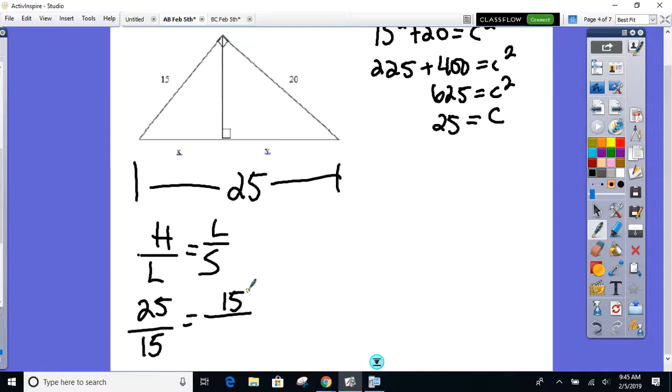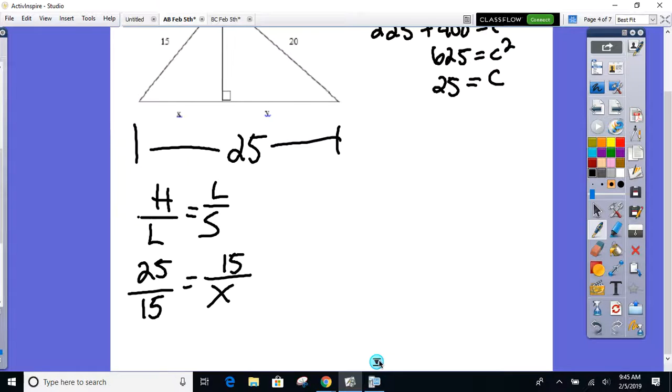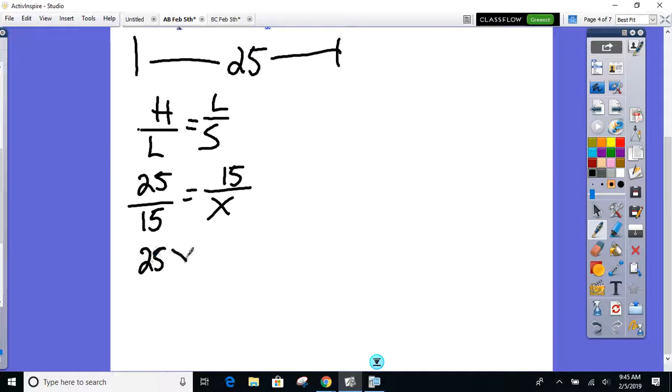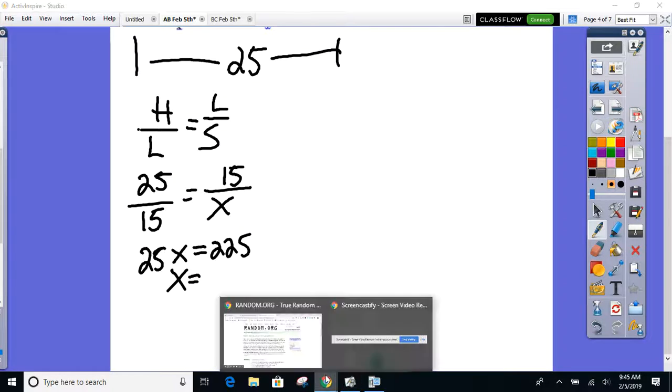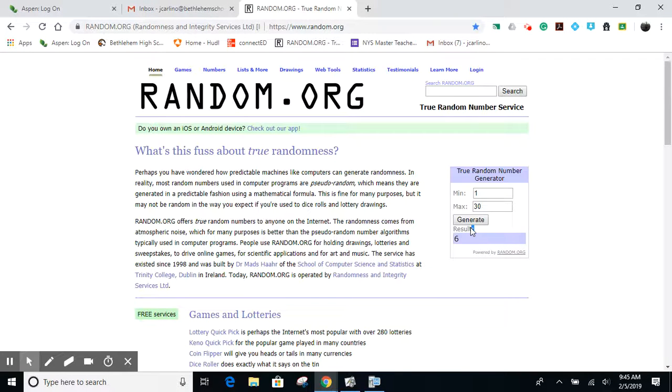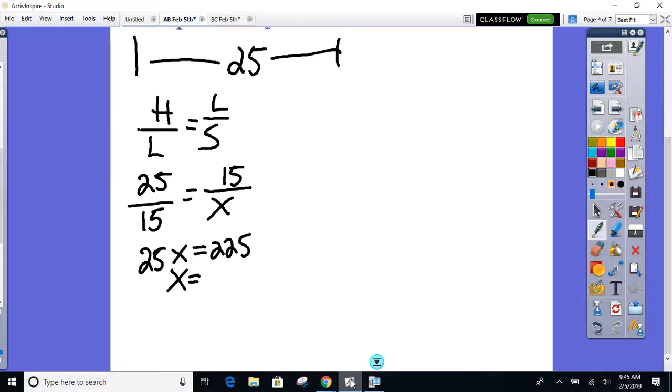Now, if you chose 15, you have to choose what variable now for your segment? X, and not Y. It's the one adjacent. Okay? If you pick 20, she would have picked Y instead. All right? 25x equals 225. And the value of that segment, x, bless you, 6. What do you got for me? X equals 9. Nice job.